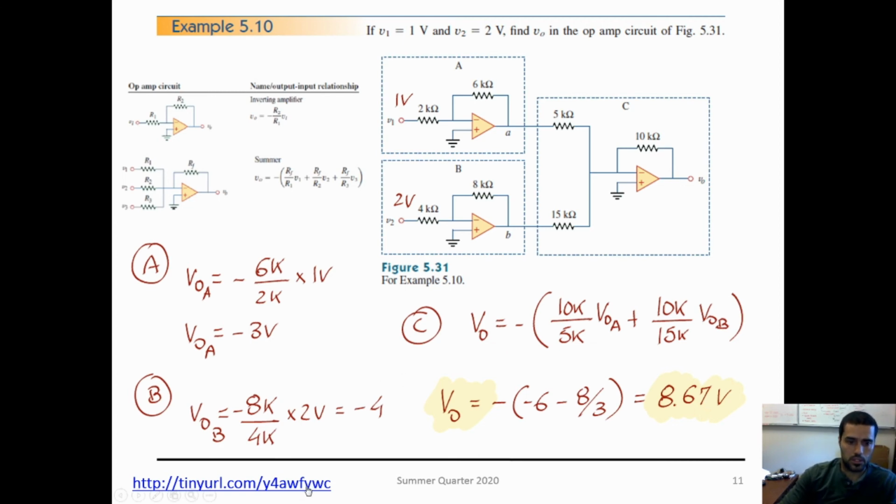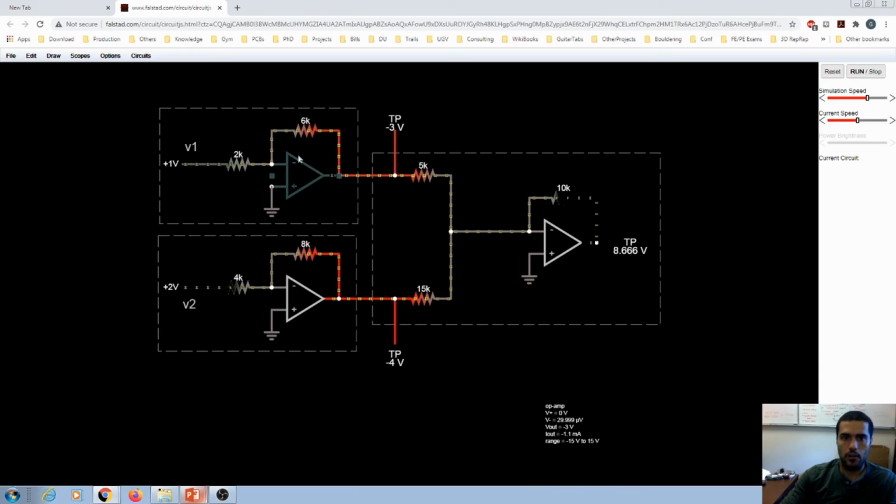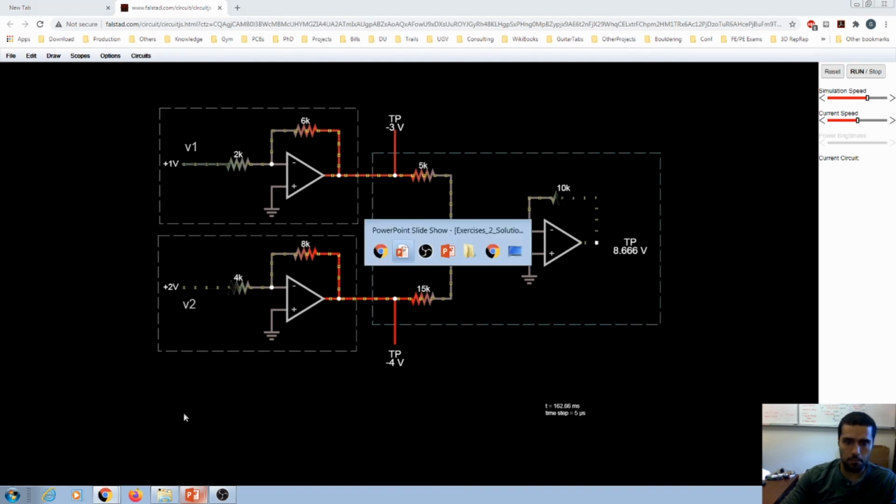All right, let's see if this is correctly done. So we're going to use the simulator to validate our answers. All right, this is the circuit, block A, block B, block C, and here you go, minus 3 volts, minus 4 volts, and the output 8.66 volts. So our calculations are correct.